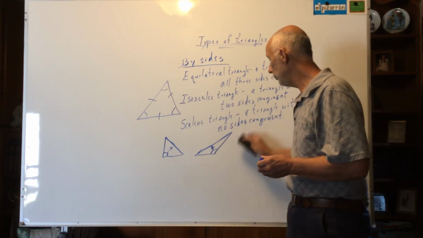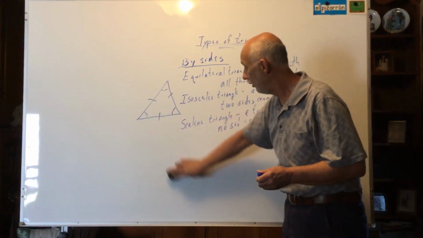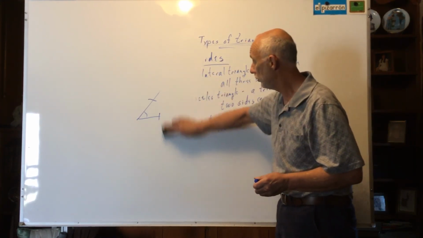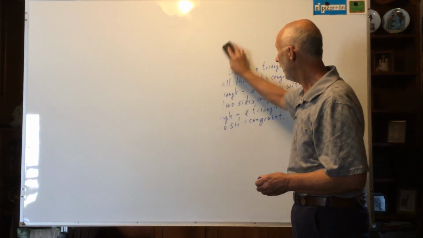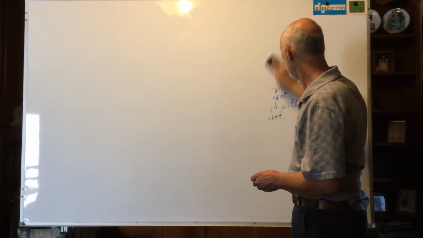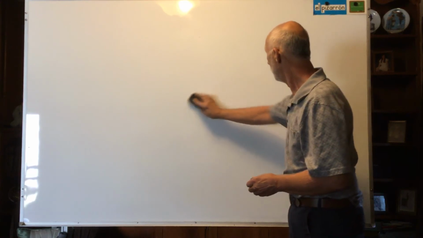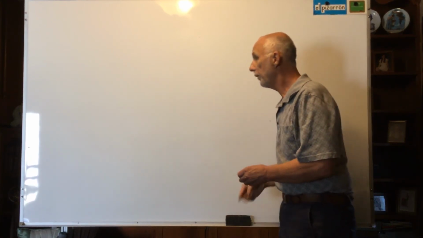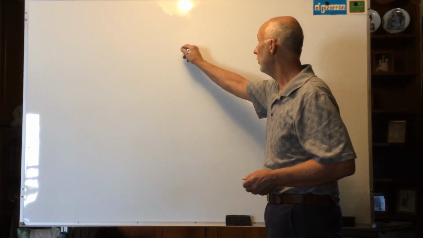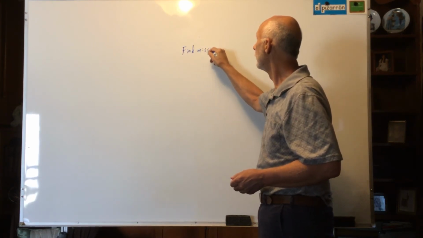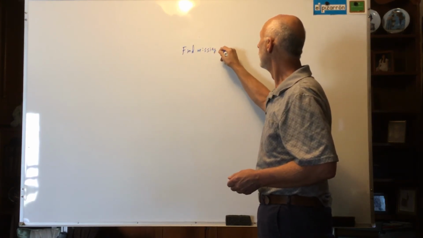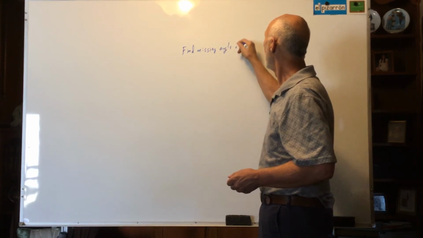And that leads us to the other thing you need to know for another topic that you will be assigned, all right? And that has to do with finding the missing angle of a triangle.